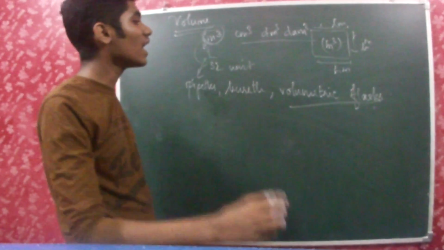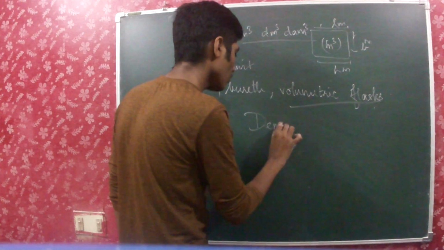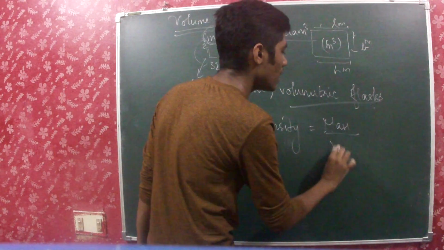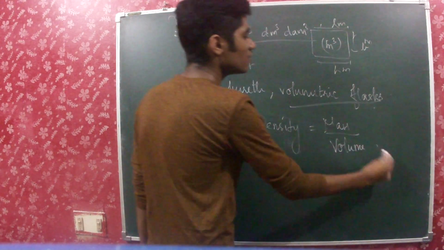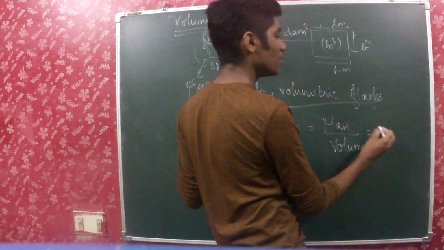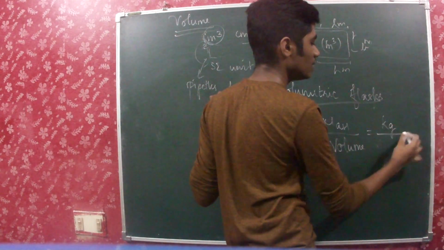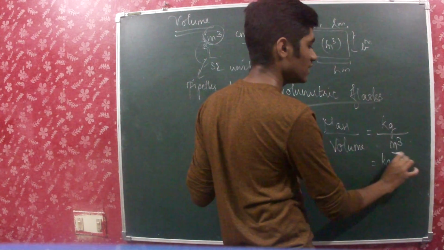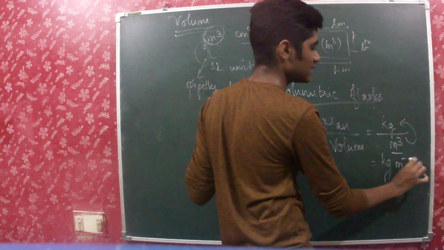Then we have another thing which is linked to both mass and volume, that is density. What's the formula? Density is equal to mass per volume, mass divided by volume. For mass, just now we learned the unit is kg. For volume, the unit is meter cube. So when this meter cube comes to the top, it becomes -3.